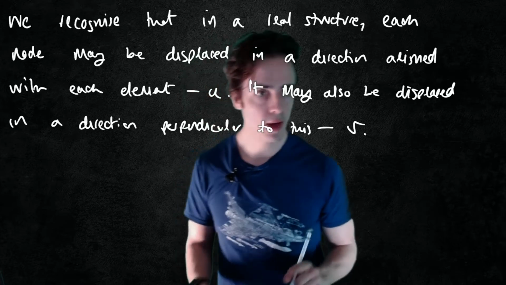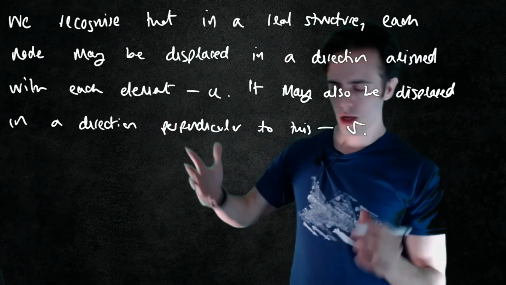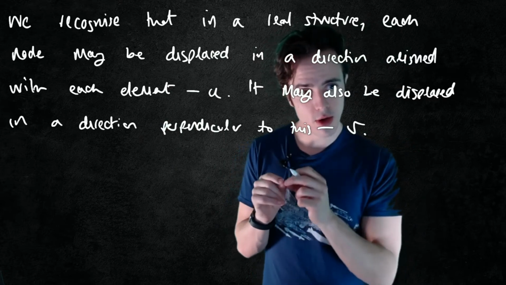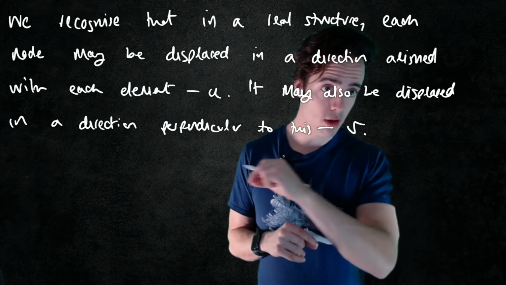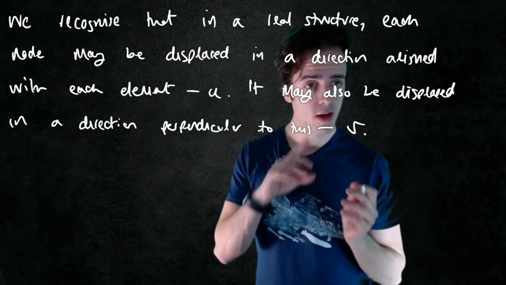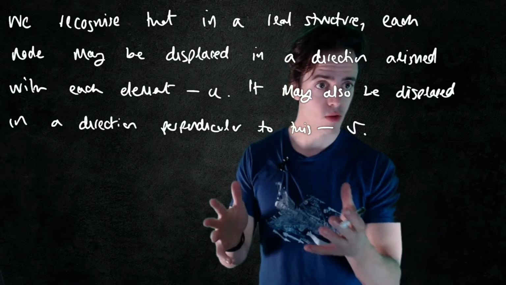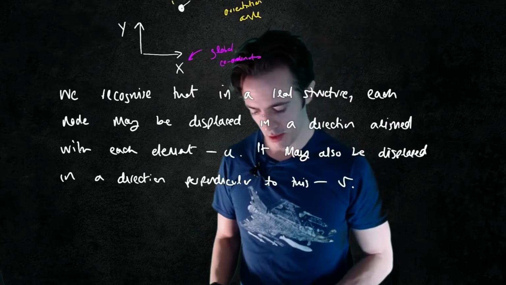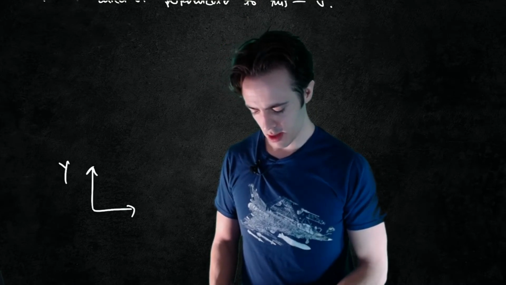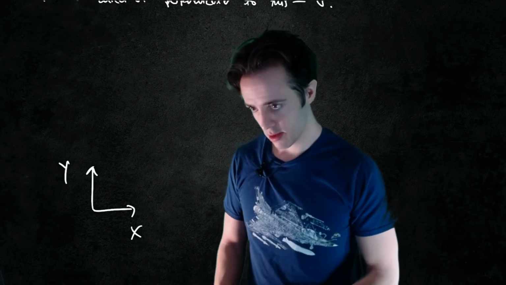So we're going to call these lowercase u and v. U is the amount that a node moves in the direction along the principal axis of our element. V is the amount that a node might move in a direction normal to that. So we're just going to redraw our problem here. So I've still got global y, global x.